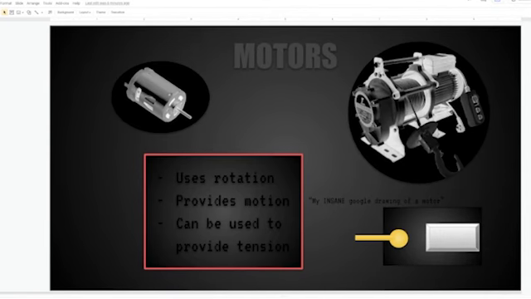This is one of the main examples of how that can be represented, because there's a string attached to the motor, which also causes tension. This is a crane that pulls things towards it.